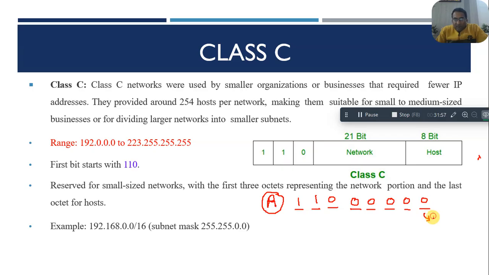I will multiply this by 1, this by 2, this by 4, 8, 16, 32 over here, 64 over here, and 128 there. So now we have only two ones at these two positions, so I will add 128 plus 64, which equals 192.